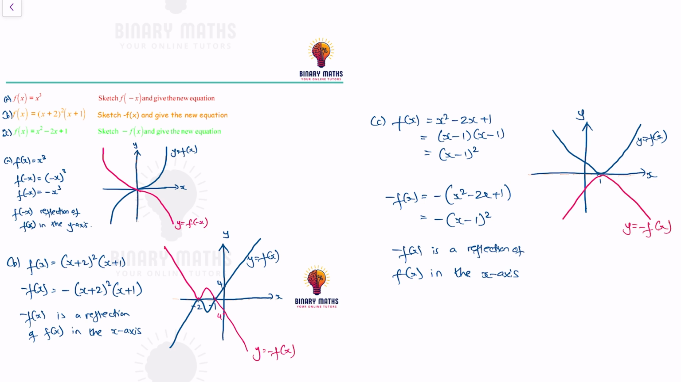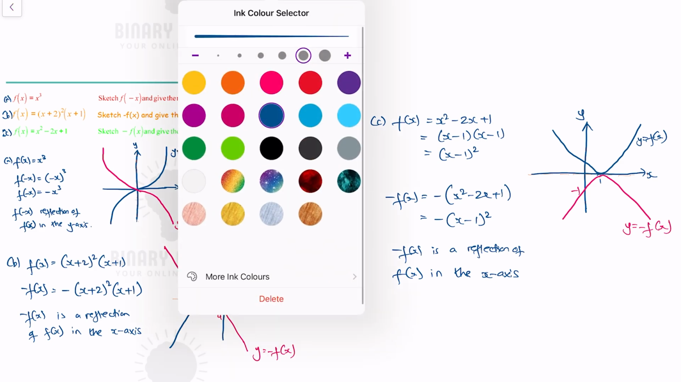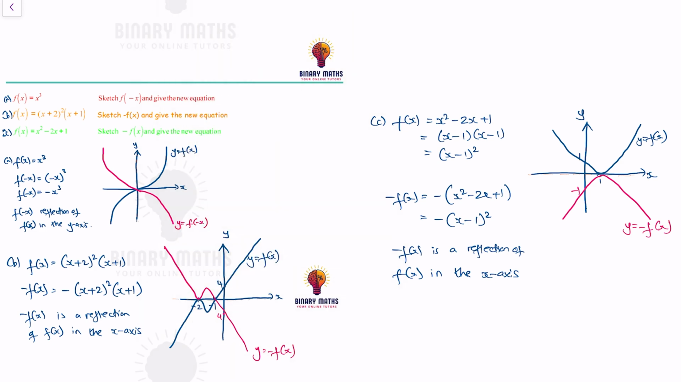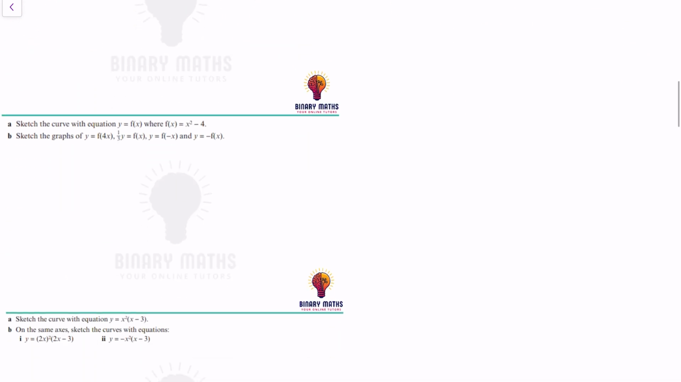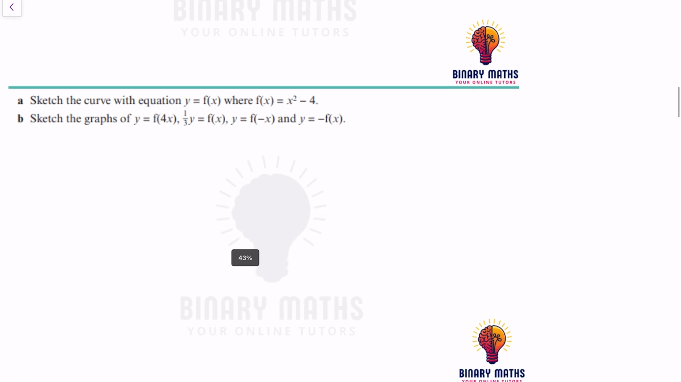The only thing I need to label is this point here, which is obviously minus 1 in this case. In the other case, it would have been 1, because 0 minus 1 all squared is 1. If it's reflected, it will be minus 1 there.